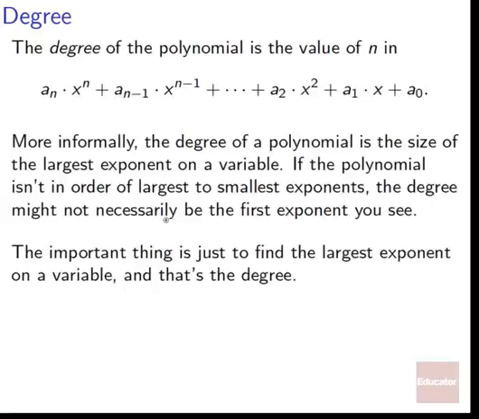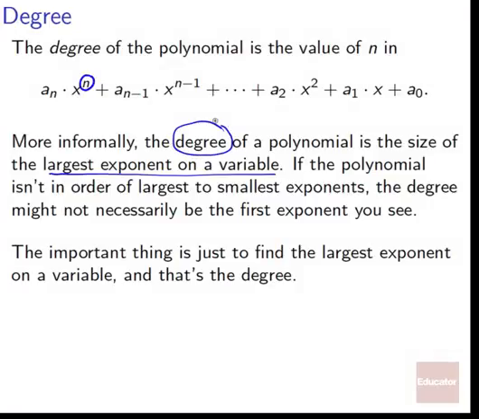The degree of the polynomial is the value of n in this expression, so it's whatever our highest exponent is at the front. Informally, we just want to see it as the degree of the largest exponent. The degree is just the largest exponent on a variable. So that's what we want to think of degree as, the largest exponent on one of our variables.